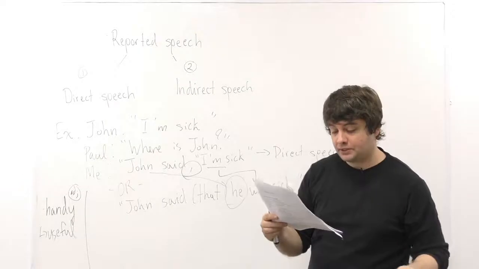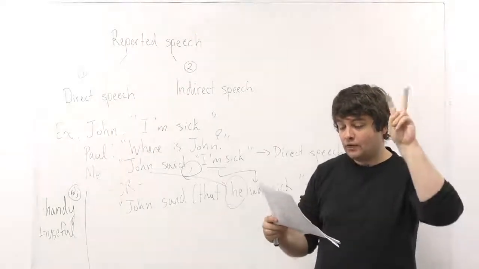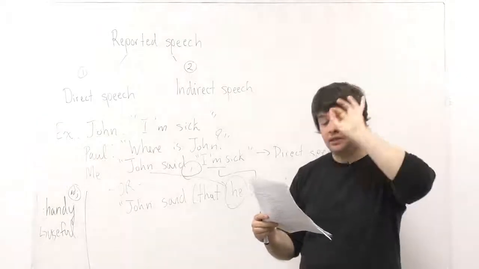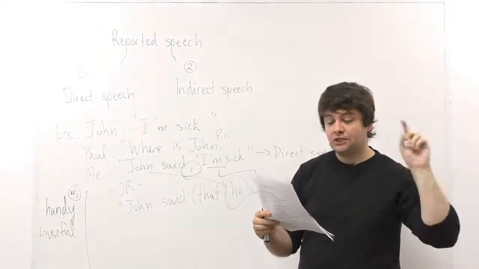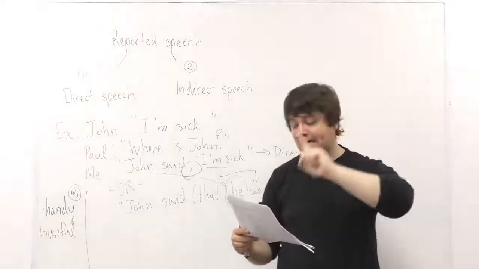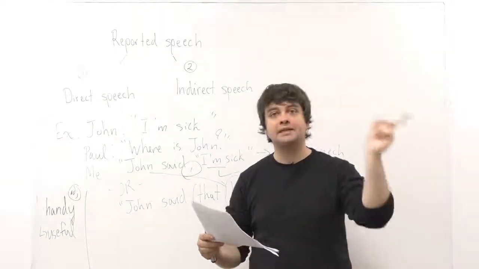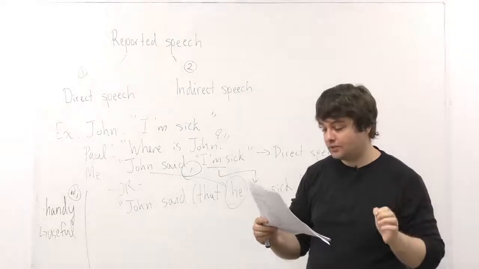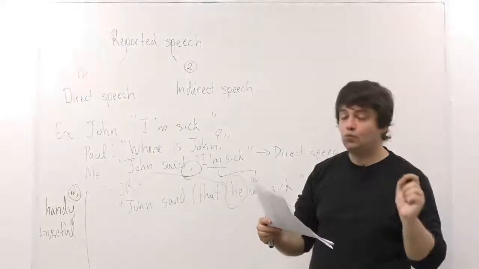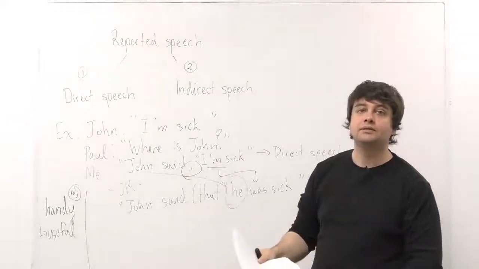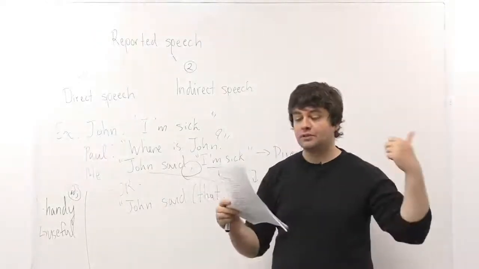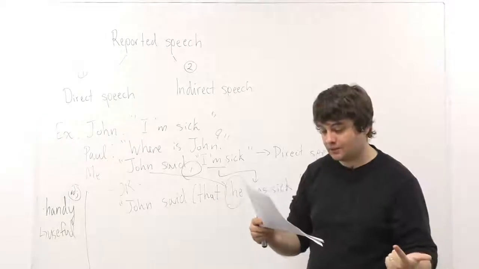Let's take a look at the present continuous. "I am waiting for Anne," he said directly. So in indirect speech, you've got to change the present continuous to the past continuous. Ooh, got kind of tongue-tied there. So the past continuous would be, he said that he was waiting for Anne. So again, you're just kind of converting that into a past tense form. Present continuous becomes past continuous.